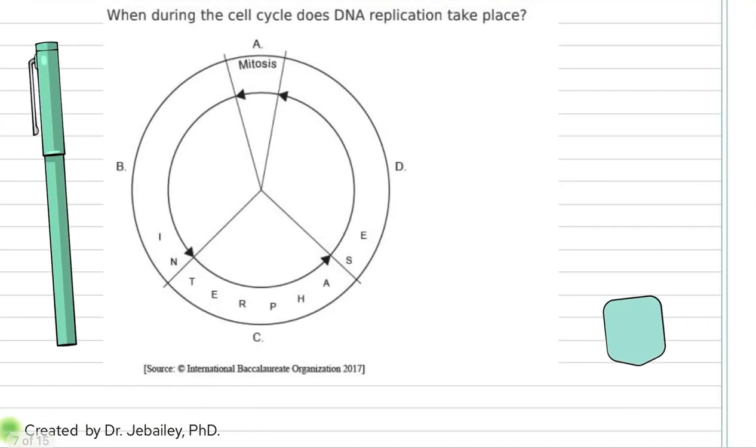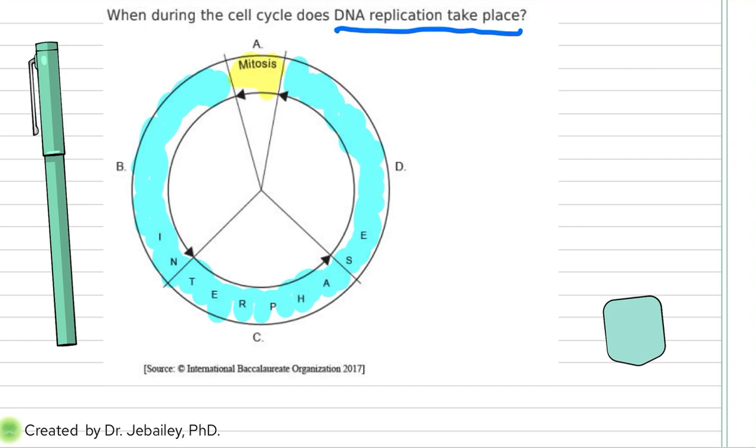Now, this next question. When during the cell cycle does DNA replication take place? Just as a recap, let me highlight this whole area here. All of this is interphase, and this yellow part here is mitosis.